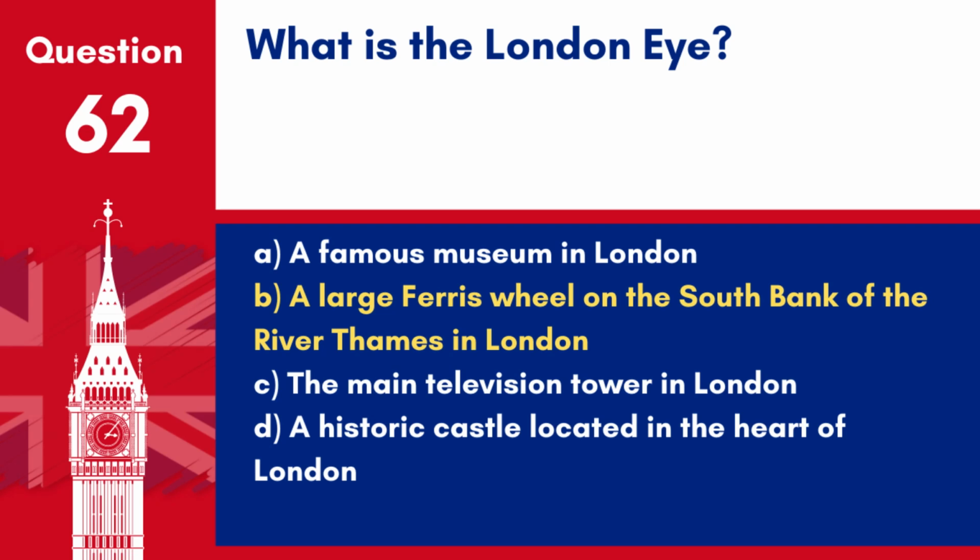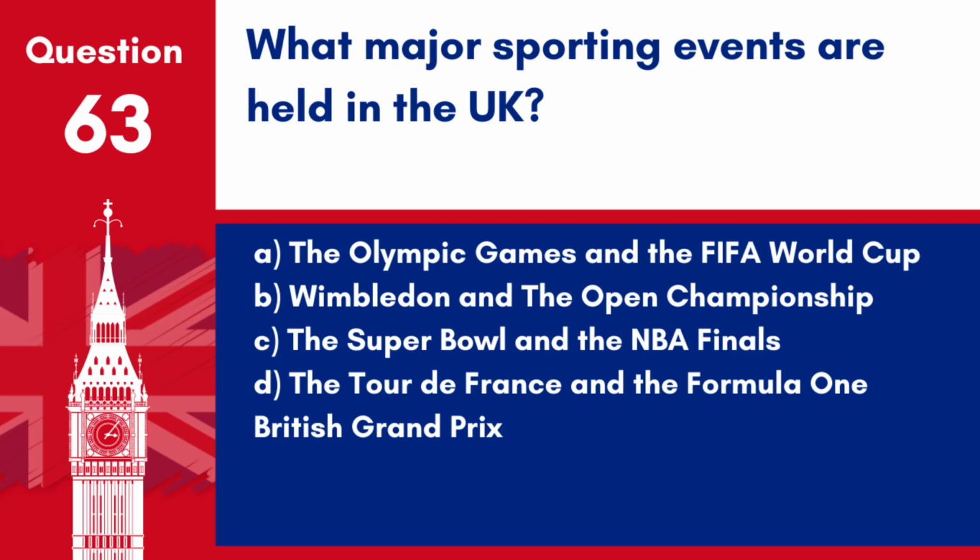Answer: B. A large Ferris wheel on the south bank of the River Thames in London. The London Eye is a major feature of London's skyline, offering panoramic views of the city, and is a popular tourist attraction.